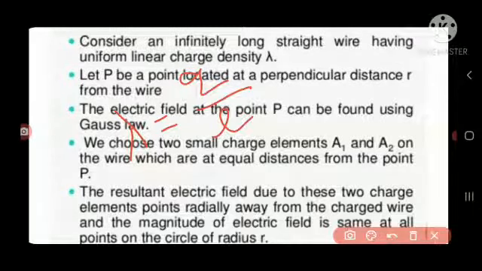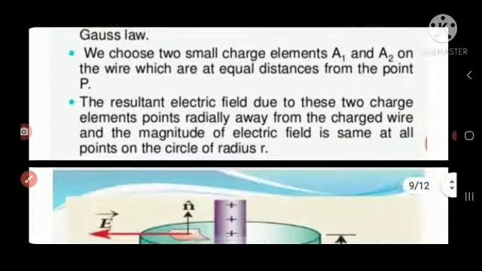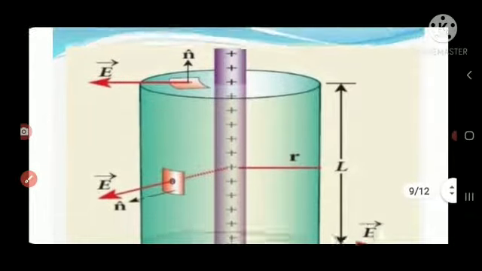Lambda is the linear charge density. Its mathematical formula is q by L, charge per unit length, and its unit is coulomb per meter. So the electric field at the point can be found by using the Gauss law. Okay, now let us explain this.